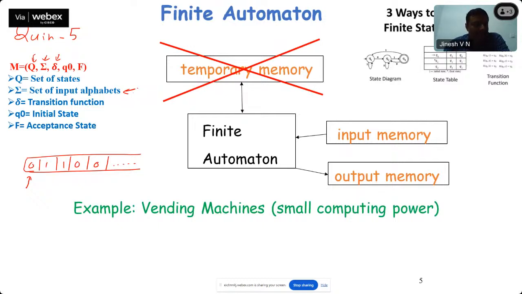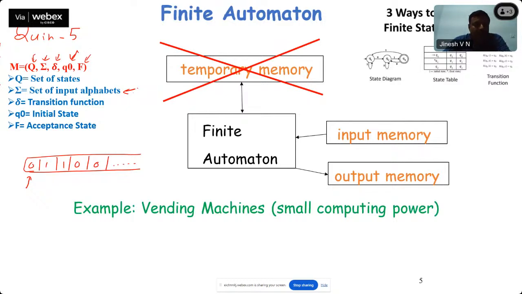Okay, then here you can see another one, q0. Q0 is the initial state. Initial state means whenever the machine starts reading, what is the state of the machine. So Q0 is representing the initial state of the machine. Then we can see a final state or acceptance state, F. So one example we'll consider for this, then it will be easy to understand.